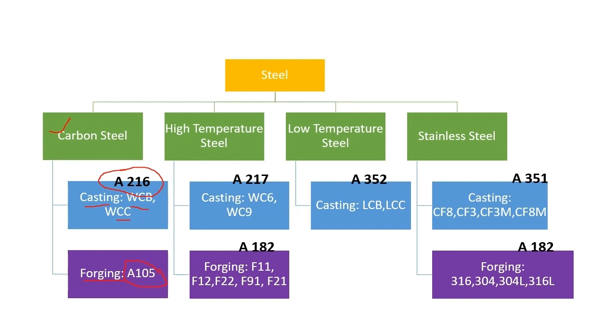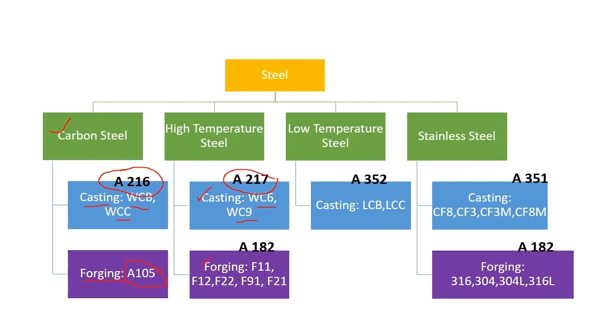High temperature steel is mainly used when the temperature crosses 450 degrees centigrade. Here too we have two categories, casting and forging. In the case of casting, the commonly used materials are WC6 and WC9, and the ASTM standard followed is A217. In later courses, we will discuss each of these ASTM standards and the chemical composition of these items in detail.